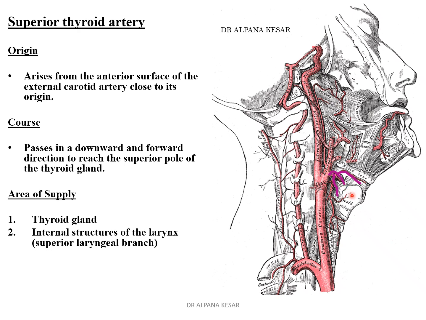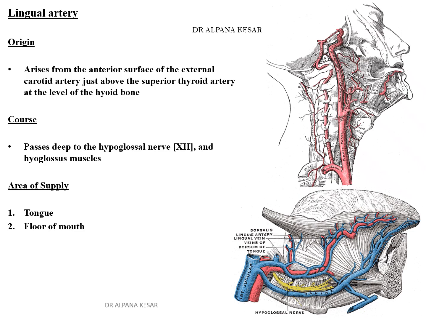The area of supply of the superior thyroid artery is, 1. It supplies the thyroid gland, and 2. It gives a branch called the superior laryngeal artery, which supplies the internal structures of the larynx.